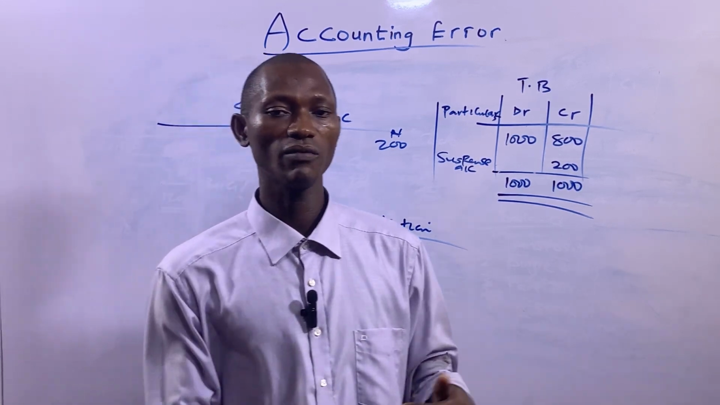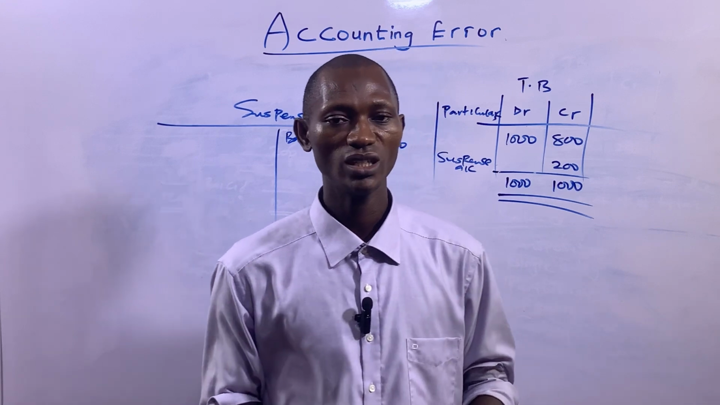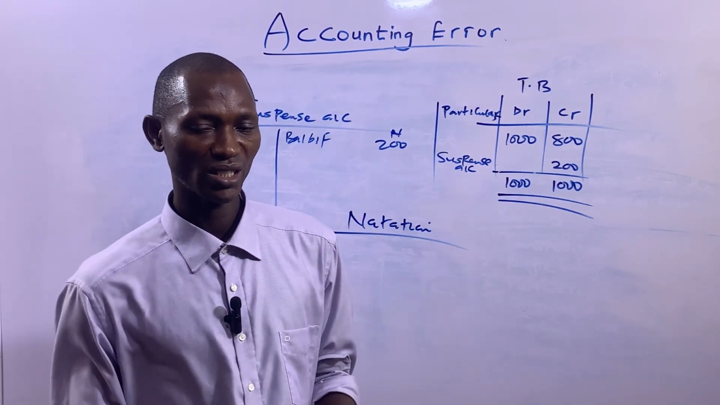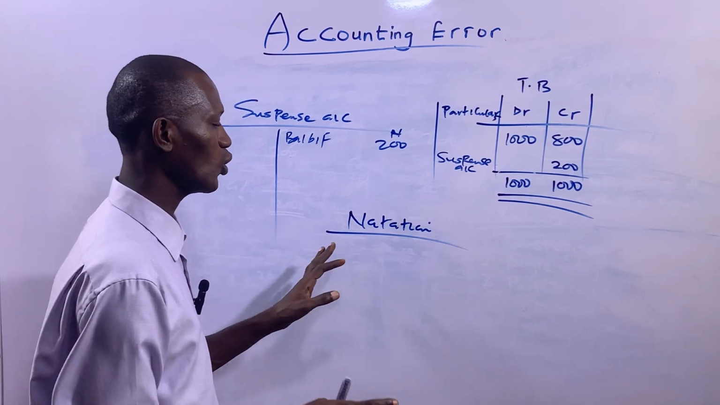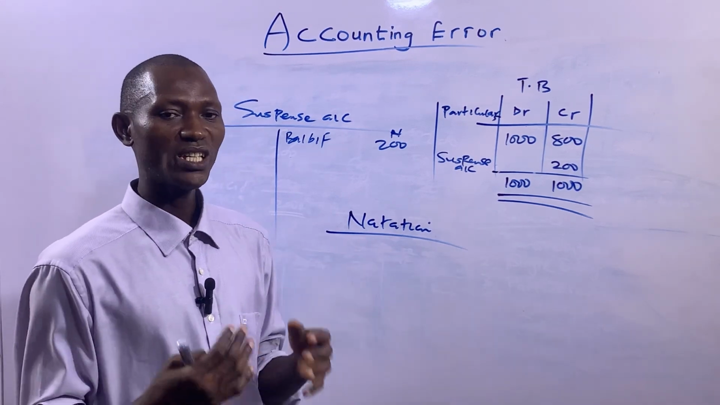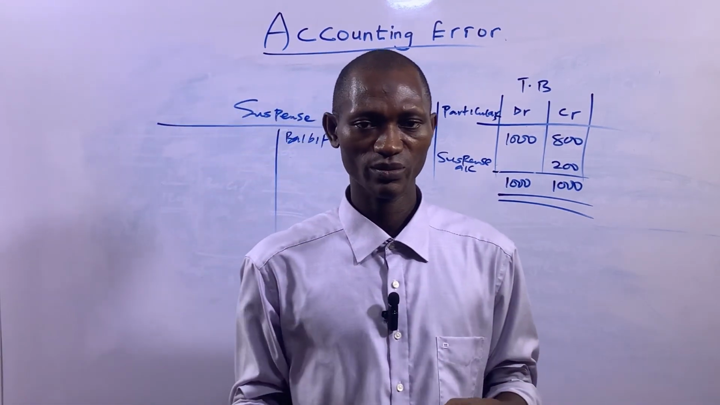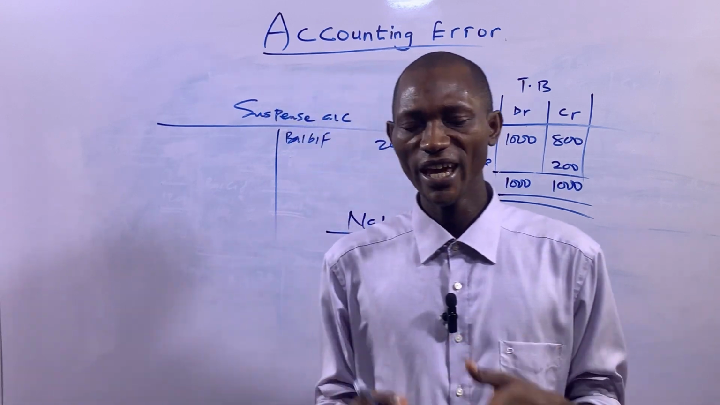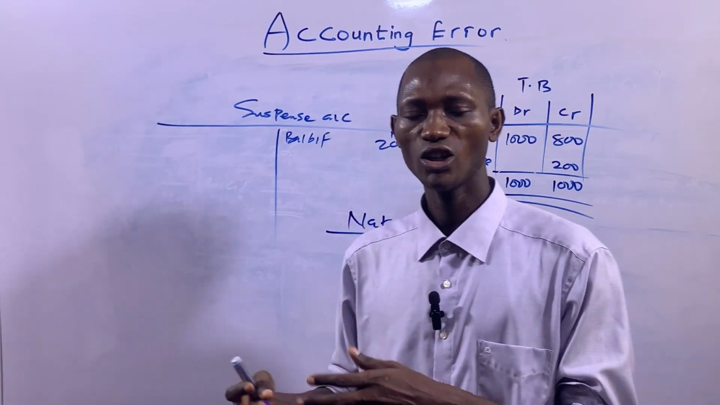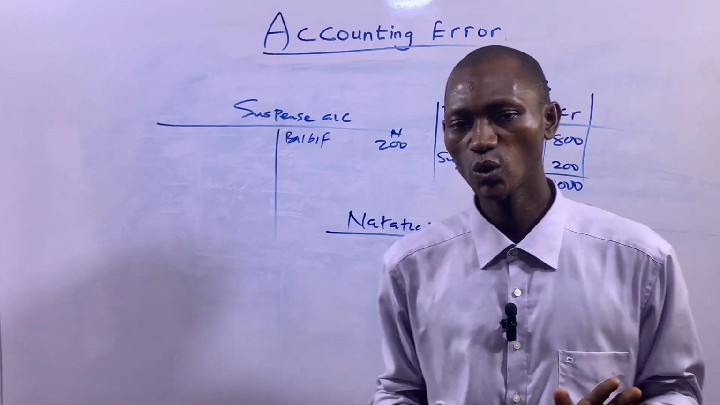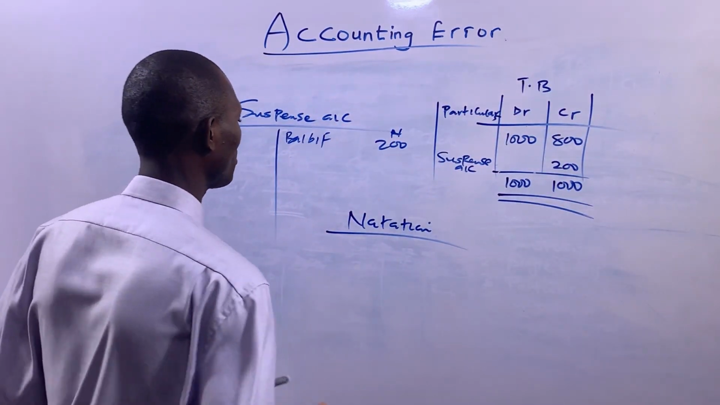Is it the error of partial reversal of entry? Is it the error of single entry? Is it the error of compensation? And so on and so forth. So a narration is a brief description of the errors that have been corrected on the journal. So this is what narration is about. Look at this.